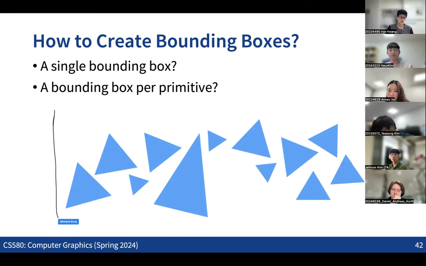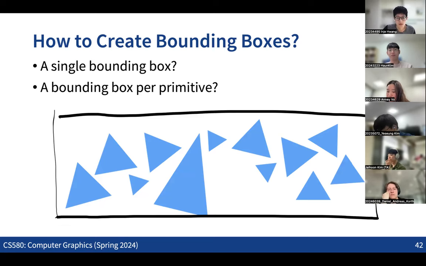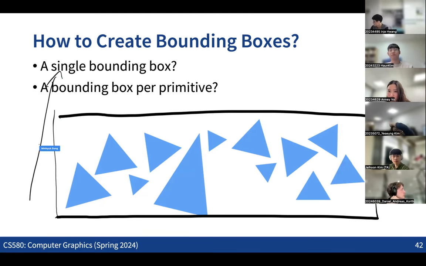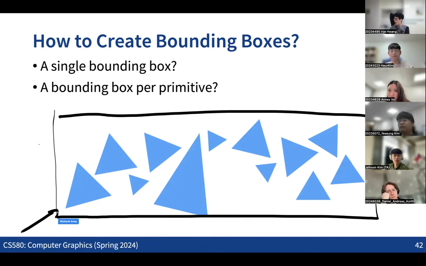The problem is that if we have one big bounding box, it can be good for some cases, like when the ray does not hit any of the objects. Then we can quickly check the intersection between the ray and the bounding box, and if the ray is not hitting the box, we can ignore all the objects in the scene. That's good. But if the ray starts to hit the bounding box, we need to check the intersection with all the primitives included in the bounding box, and that's not efficient at all, right?